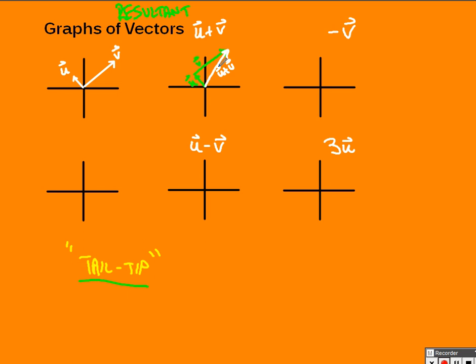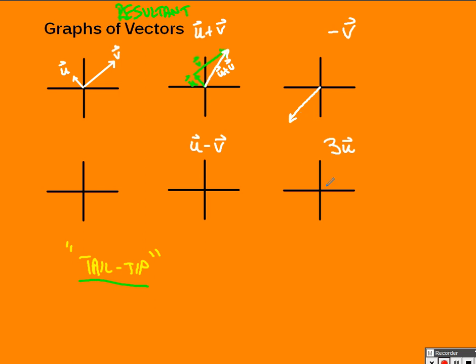So as you would possibly expect, it should be a little bit further this way because you have the other force of u being acted upon it. Okay? Negative would work just like you would think. So instead of going v in its normal direction, you'll go the exact same but in the opposite direction. It's almost like you flipped it completely around.